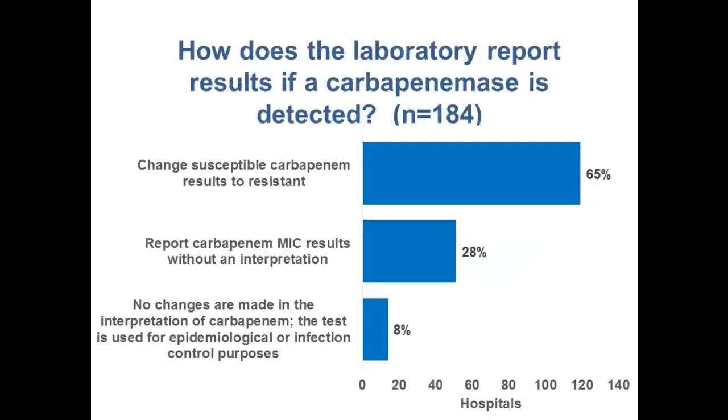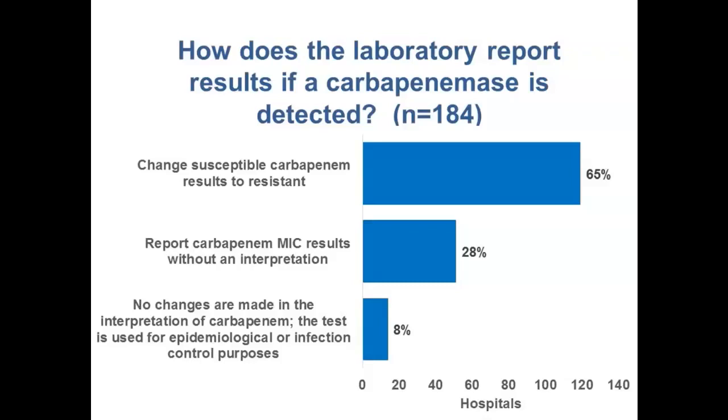Another aspect that the survey goes into is how the laboratory reports results if a carbapenemase is detected. Of course, they only ask those hospitals that indicate that they do carbapenemase testing. And the majority changed the susceptible carbapenem result to resistant, if that situation applies. So I think one of the primary reasons for doing this is to discourage the use of a carbapenem when treating that patient. They've been identified as having one of these carbapenemases, and so the lab essentially changes the results to resistant, even if technically in the antimicrobial susceptibility testing step, maybe one of the carbapenems may have been susceptible.